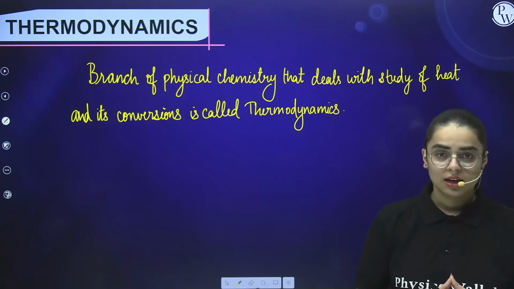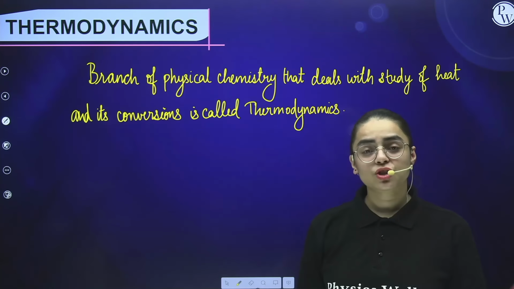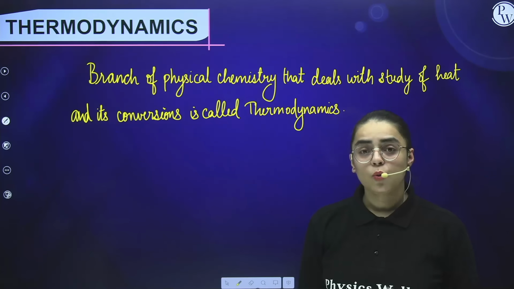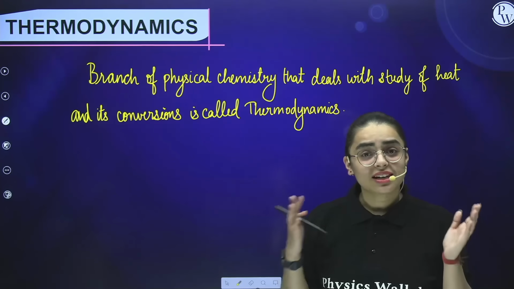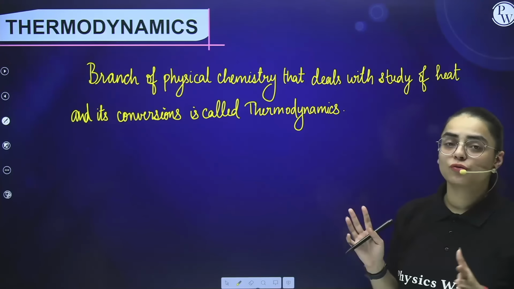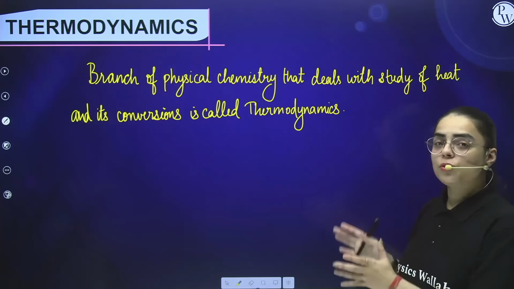a process, that is, whether a process has to occur or not, and in which direction it will occur. Now what will be the extent of the process, to which extent it will occur, and the last thing is the efficiency of the process that is occurring. Okay, so basically this is the scope of thermodynamics.